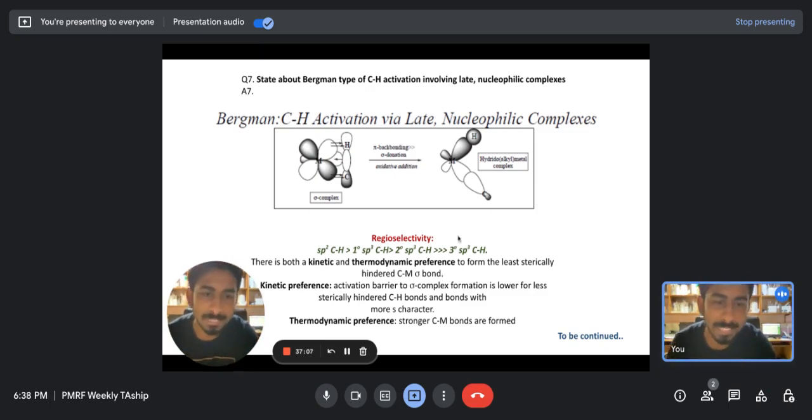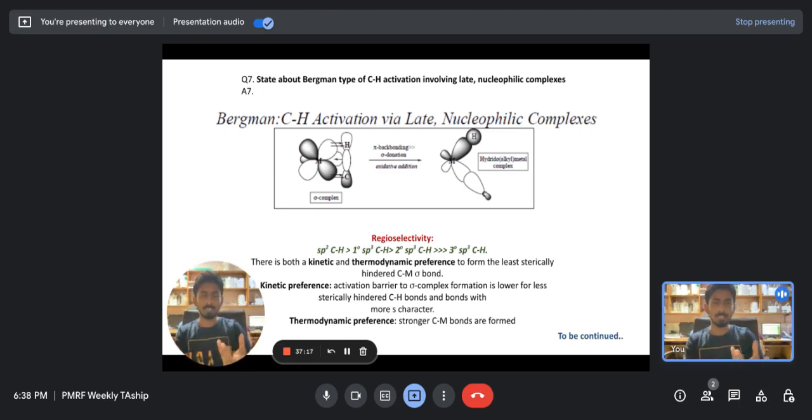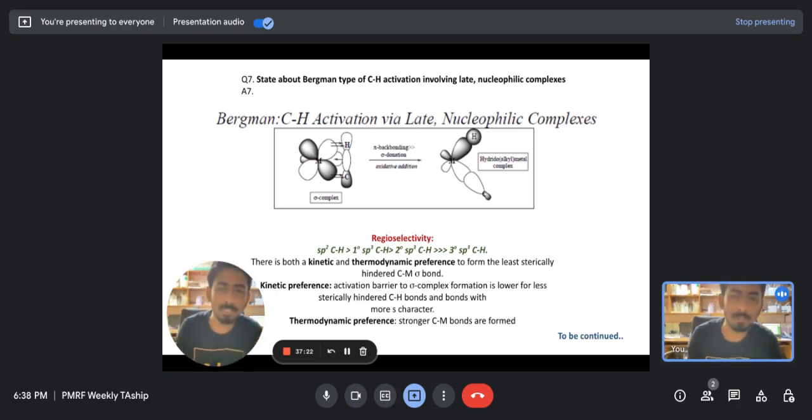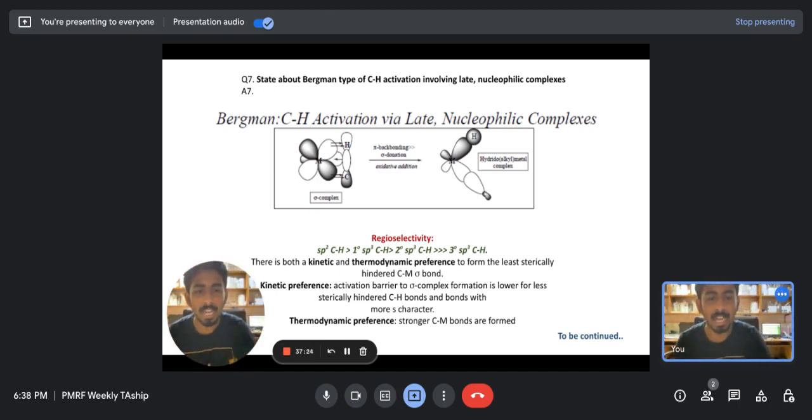You can see these sp3 carbons are the least electronegative in the series, and the sp carbons are the most electronegative, because sp carbons have s character of 50% and they are linear in nature. That's why sp carbons are least sterically hindered and most electronegative. But the sp3 carbons have three carbon atoms surrounding them, so they are sterically the most hindered, and the s character of sp3 carbon is only 25%. That's why it is also least electronegative in nature.